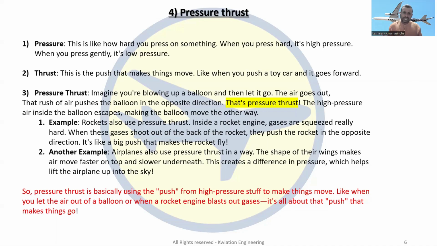Another example, an airplane also uses pressure thrust in a way. The shape of its wings makes air move faster on top and slower underneath. This creates a difference in pressure, which helps lift the airplane up into the sky. So basically, pressure thrust uses the push from high pressure to make things move, like when you let the air out of a balloon or when the rocket engine blasts out gases. It's all about that push that makes things go.